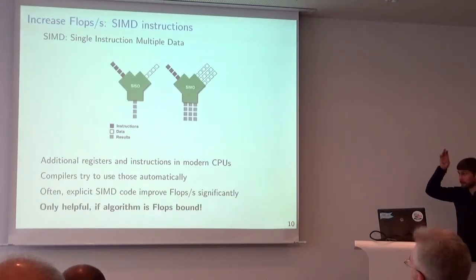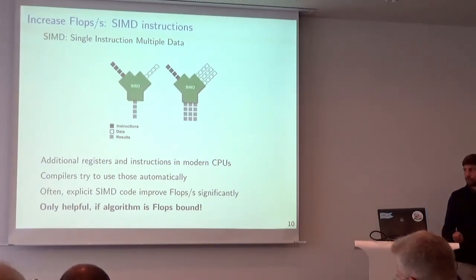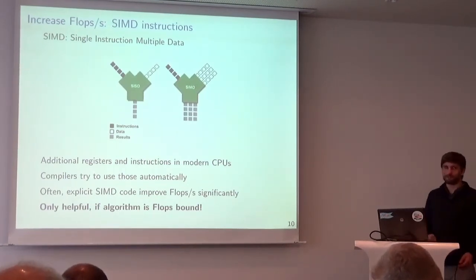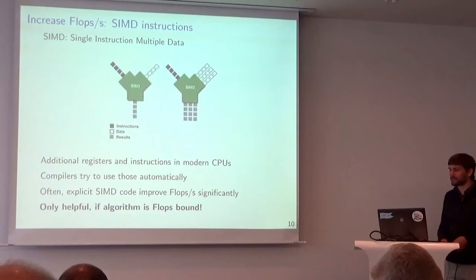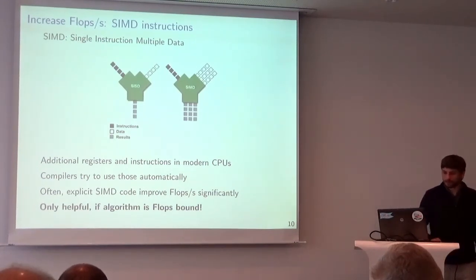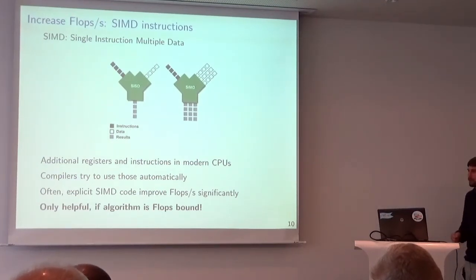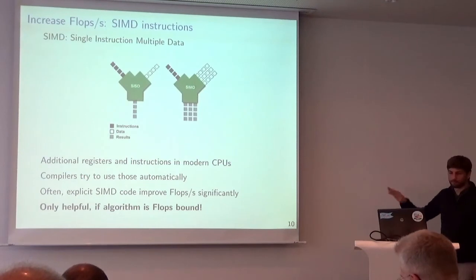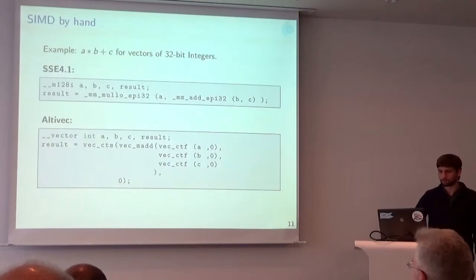Now, in a perfect world, the compilers would be capable of employing those things automatically. And Chandler yesterday somewhat claimed that they are already able to do this, but in my experience, they are not really good at that. So if you start doing this explicitly, you can get a lot of performance gain out of those special instruction sets in modern CPUs. But again, I already stressed it: it's only helpful if it's actually flops bound. Otherwise, it doesn't help you at all.